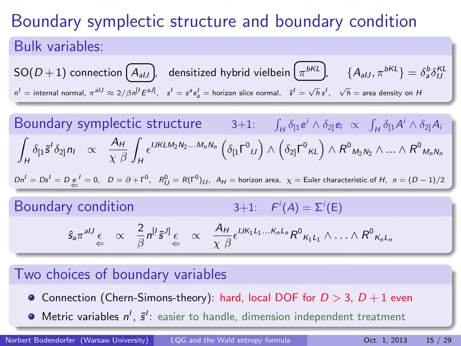And then if you do all the detailed calculation, you find that the left-hand side of the second box is proportional to the right-hand side of the second box, and the factors I have suppressed here are just trivial numerical factors. The non-trivial factors appearing in this proportionality are written there as the area of the horizon slice, A_H, the Euler characteristic of the horizon slice, chi, and the free parameter beta. Okay.